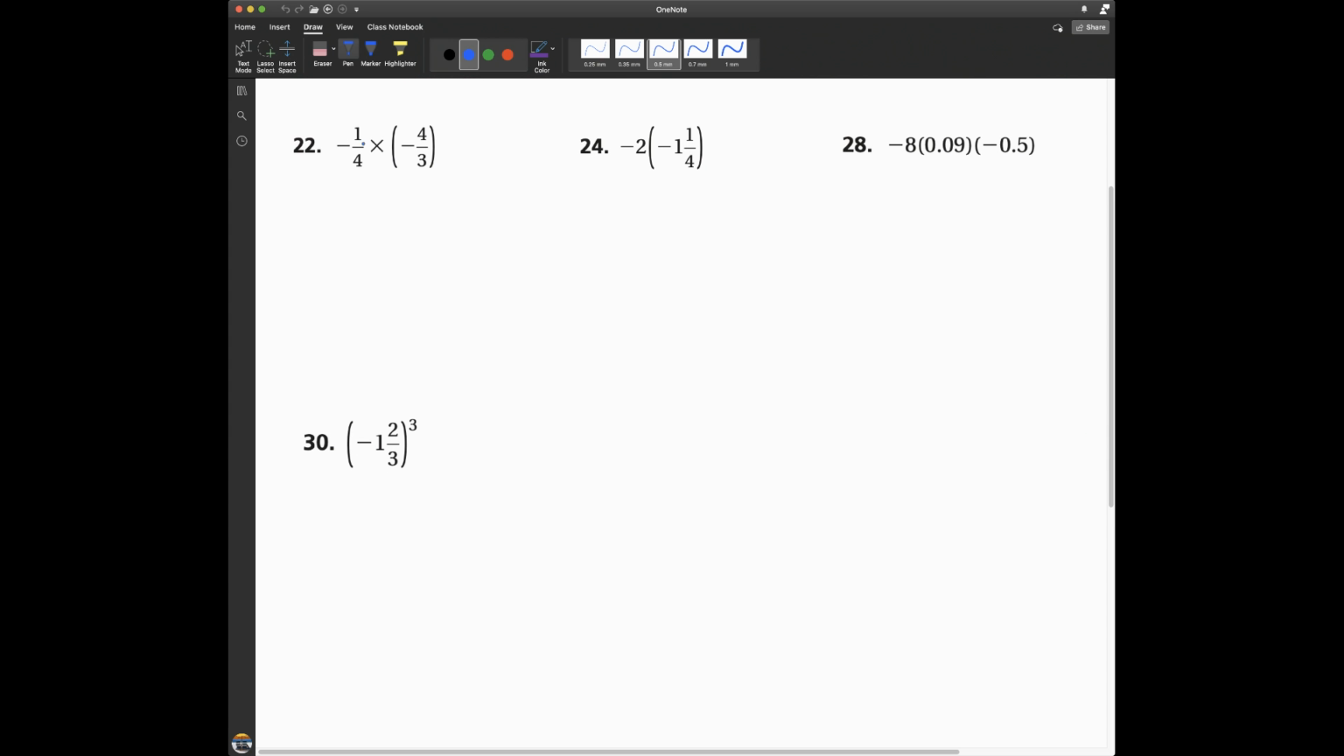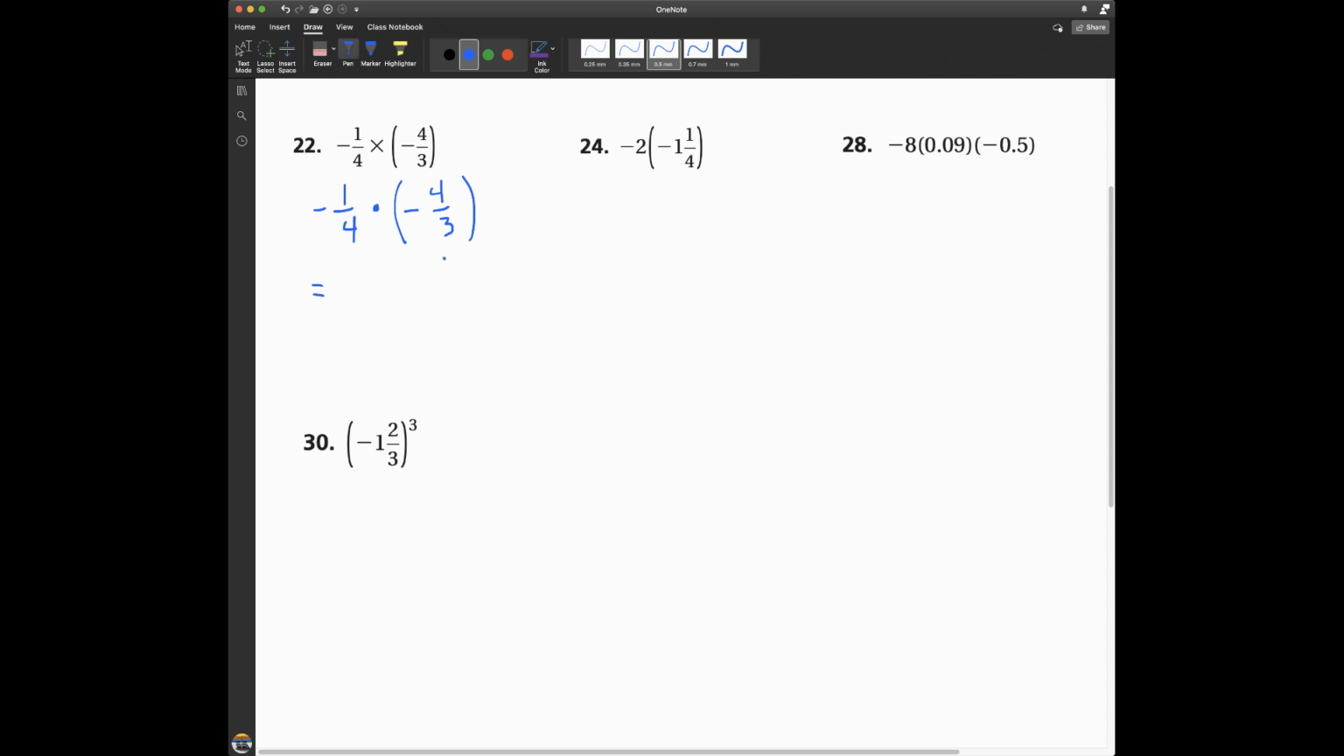So for problem 22, I have negative 1/4 times, I like to use the dot. That's my own personal thing. I get rid of that multiplication sign because once you take algebra, that looks confusing. Like that could be the variable x. So I like to use the dot. Times -4/3. Okay, so is my answer going to be positive or negative? Well, the signs of these two rational numbers are negative. They have the same sign, so my answer will be positive.